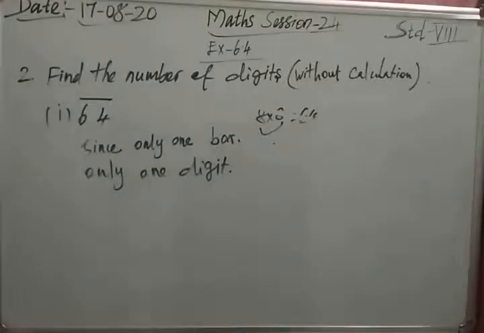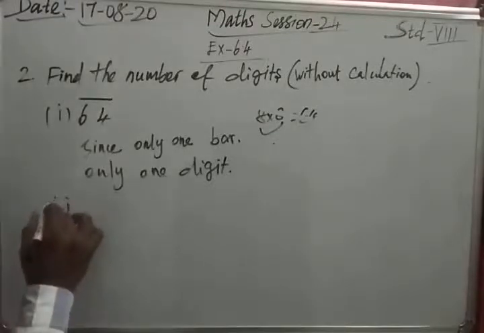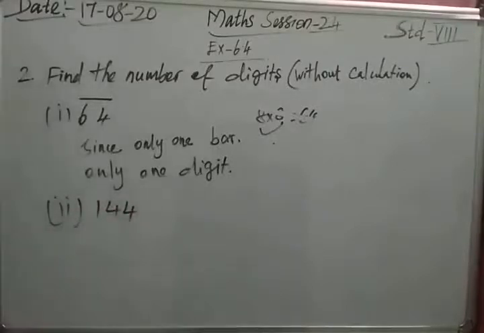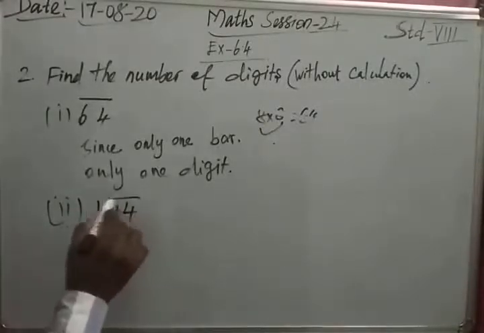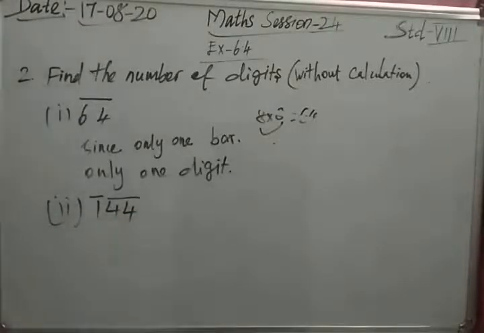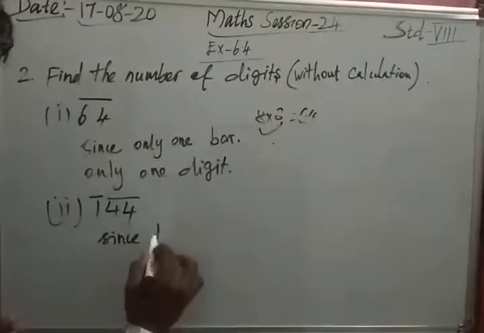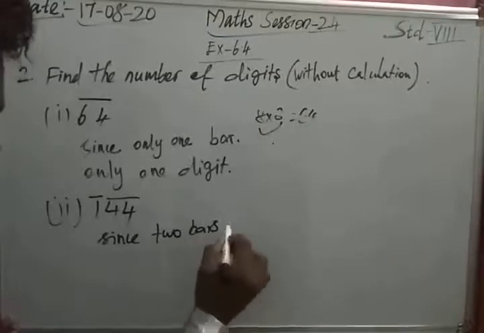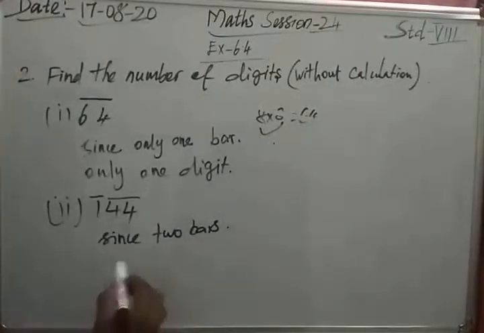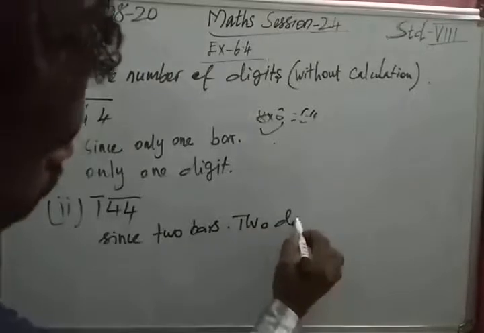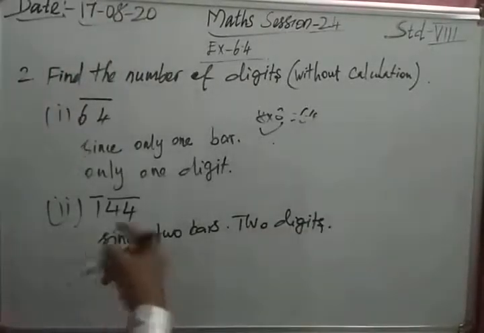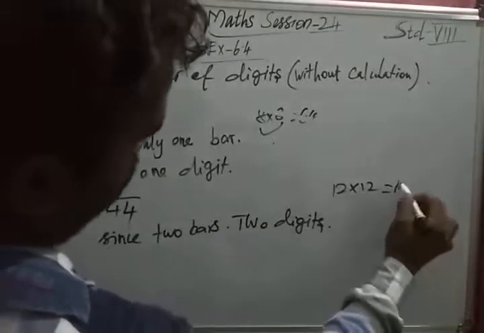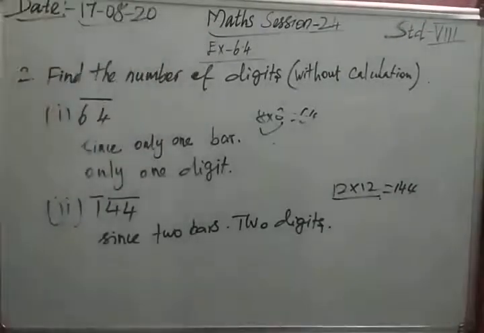In the same way, the next given number is 144. When we draw the bars, how many bars are there? Only 2 bars. Since there are 2 bars, there will be 2 digits. You can verify this also: 12 into 12 is equal to 144. See, the root is a 2-digit value: 1, 2.